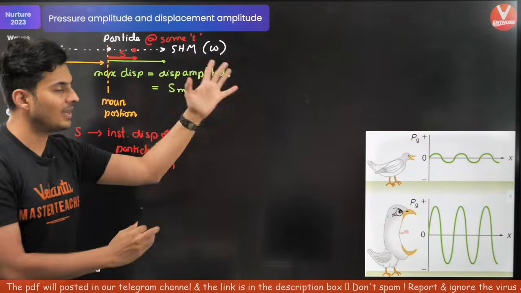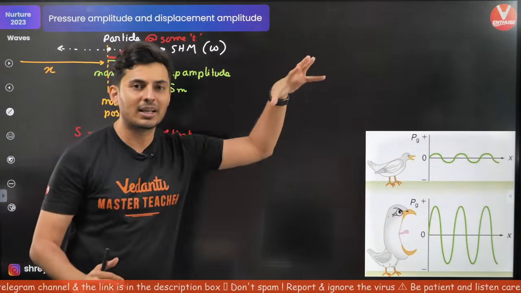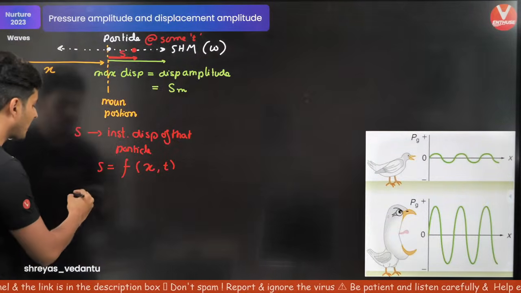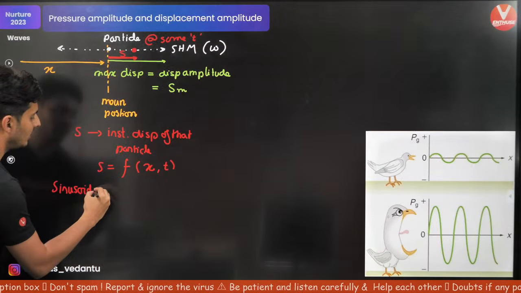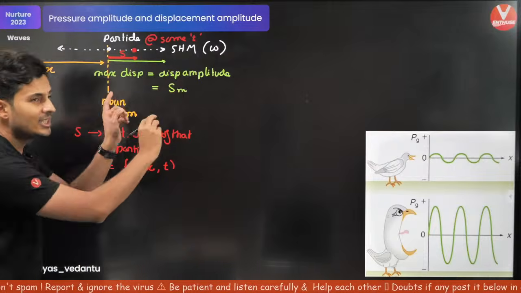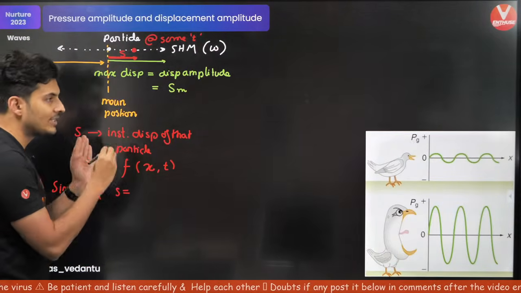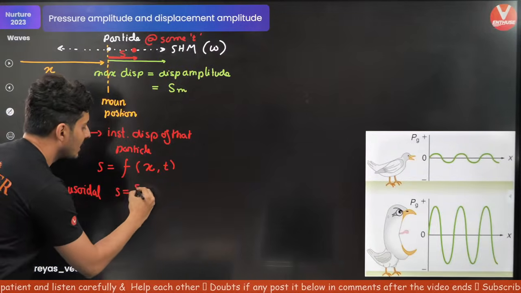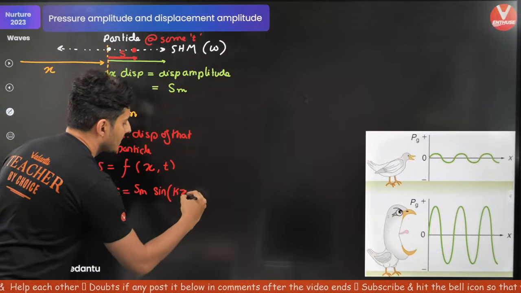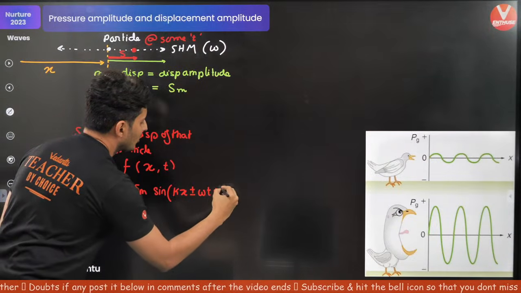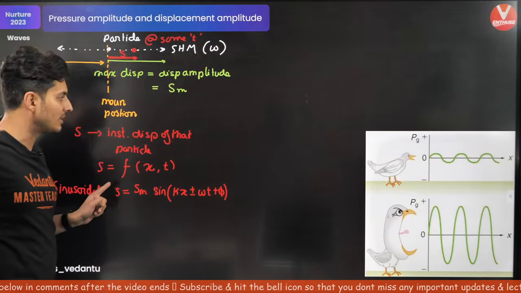And if it is a sine wave, if you are singing or humming a sine wave, a smooth crest and trough wave, then for sinusoidal, S will be just like the previous one. Instead of a sine kx plus minus omega t, here instead of a you will have maximum displacement, which is SM, and you will have sine kx plus or minus omega t. You can also have some phi over there. This is your displacement amplitude. This is your instantaneous displacement.